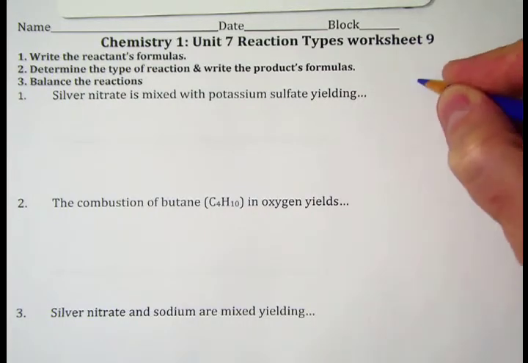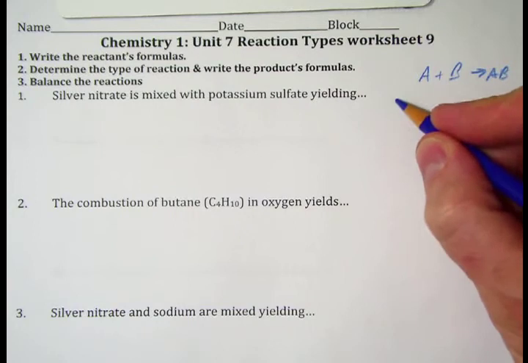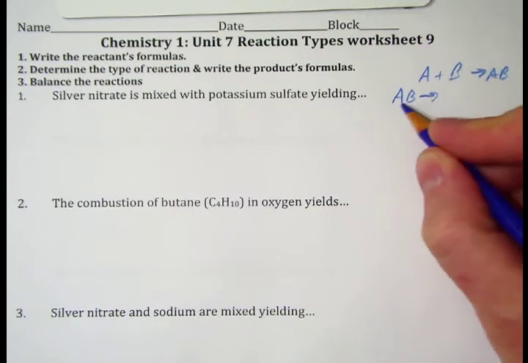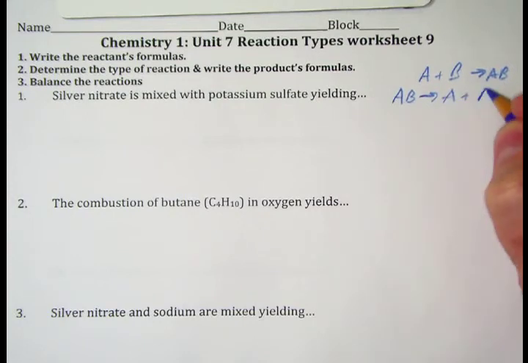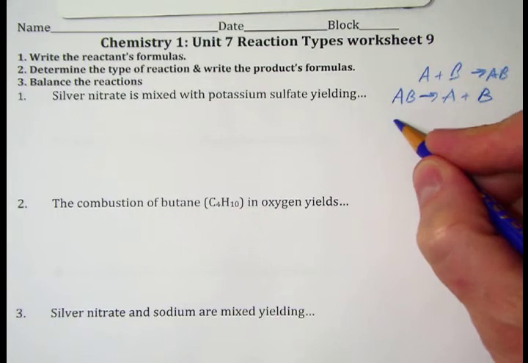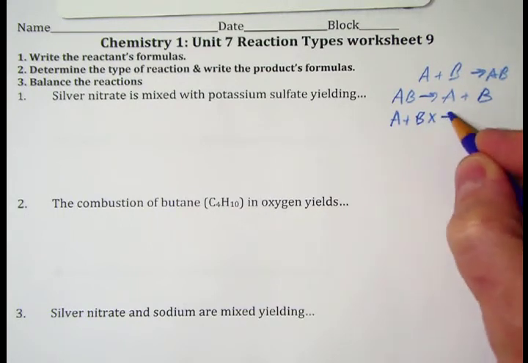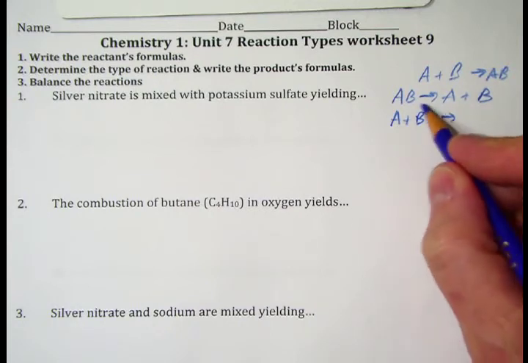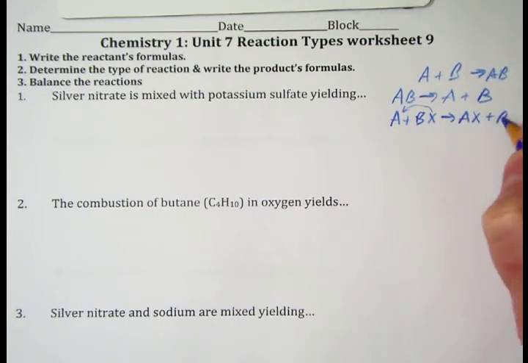There's a combination or synthesis, which is where you simply combine 2 things. There's sort of the opposite of that, a decomposition, where you have some sort of compound, ionic or covalent, and it is decomposed into its 2 constituents. You have a single replacement, which is where you have 2 reactants and one of them is ionic. And there is a single replacement. The X here comes over, it leaves B and combines with A.